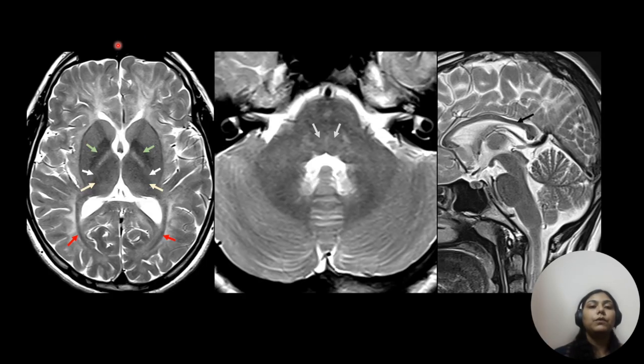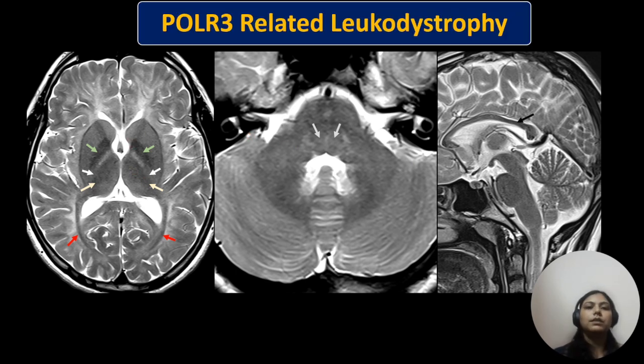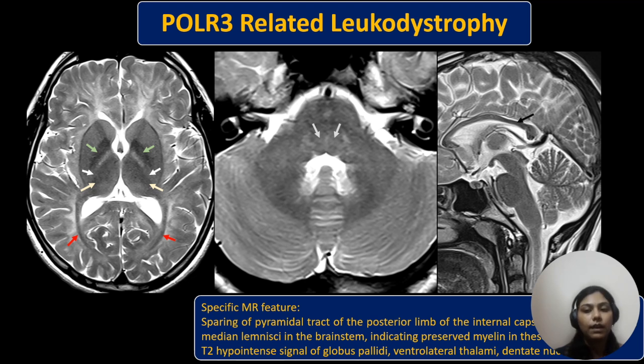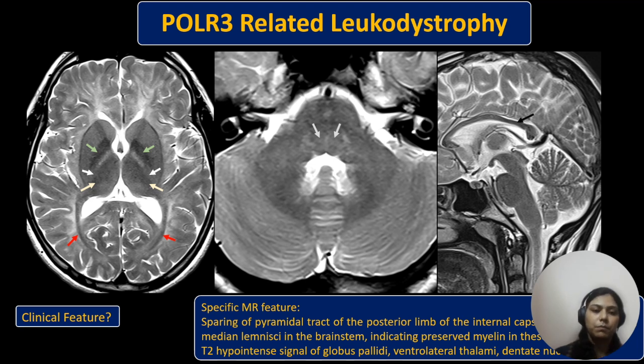Then we have diffuse hypomyelination, but there is sparing of certain white matter structures, for example optic radiations, pyramidal tract of internal capsule, and medial lemniscus. In addition, there is corpus callosal and cerebellar atrophy, and GP hypointensity and hypointense thalami. So this is Pol-3 related leukodystrophy. It has a very important clinical association as well, and when present, it can be specific for the diagnosis, and that syndrome is the presence of hypodontia and hypogonadotropic hypogonadism along with hypomyelination, that is 4H syndrome.